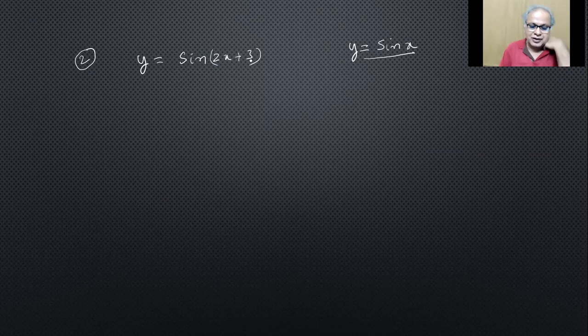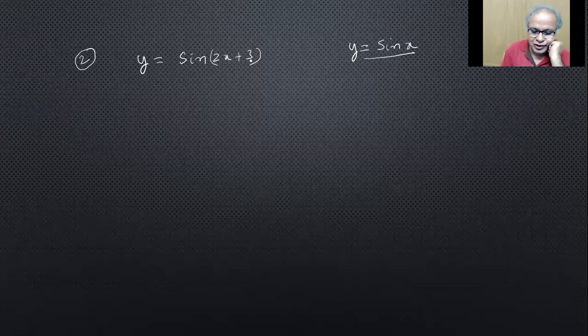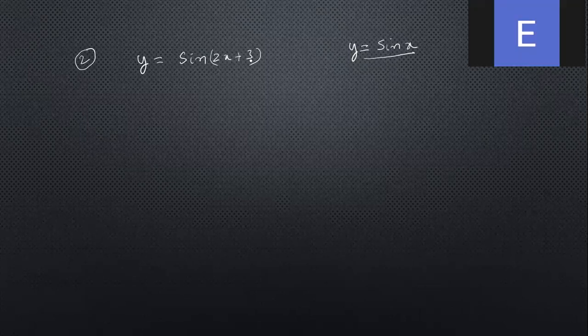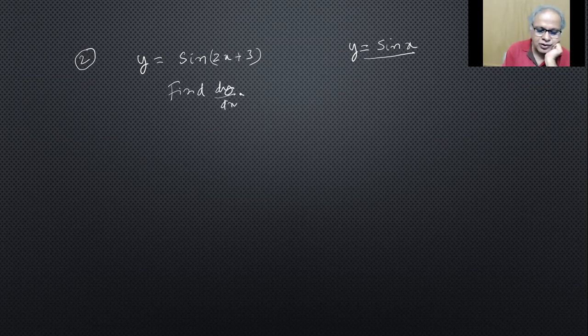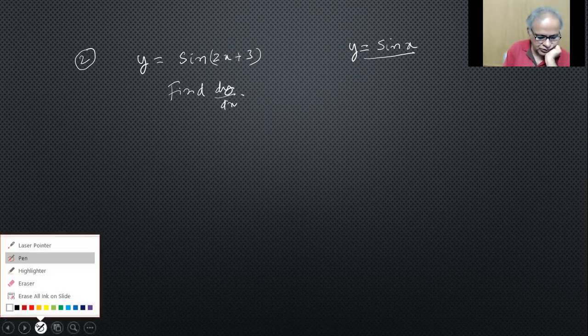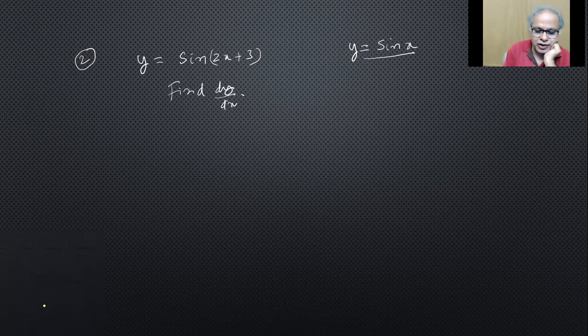The trick is to decide which are the two functions. Do we have two functions here or not? Yes. So find dy by dx. Let us try with the substitution, full substitution. Tell me, what should I do? Say u equals 2x plus 3, whereby du by dx I'll get straight away here.